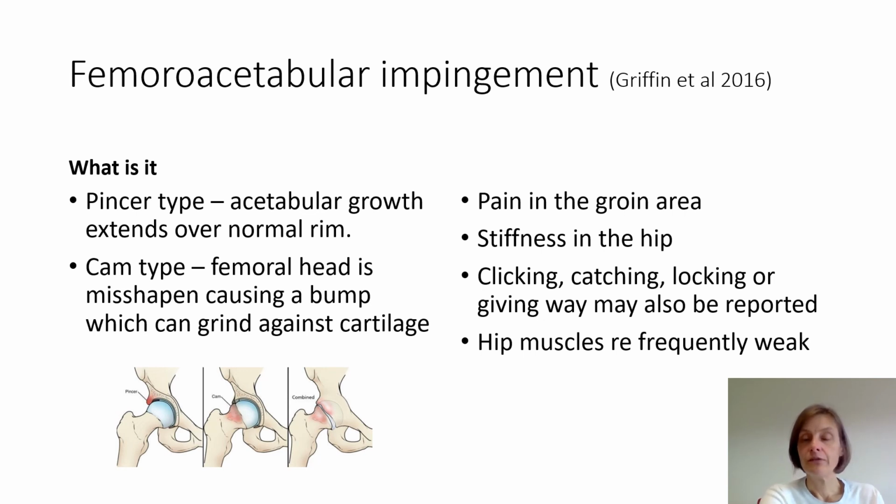Hip problems can be difficult to diagnose because FAI will cause pain in the groin area, similar to OA. It will cause stiffness in the hip, which can be similar to OA. Clicking, catching, locking, or giving way may also be reported, with frequently reported weak hip muscles. All of these things can be reported in OA too, and indeed FAI can lead to hip OA in the long run. So the differential diagnosis of these things can be problematic.